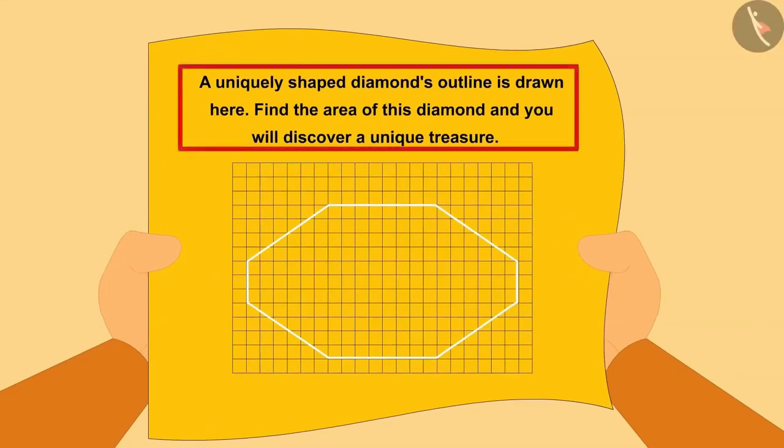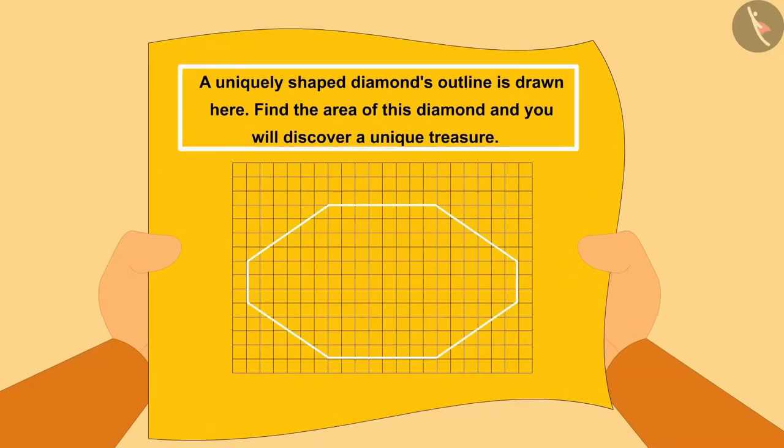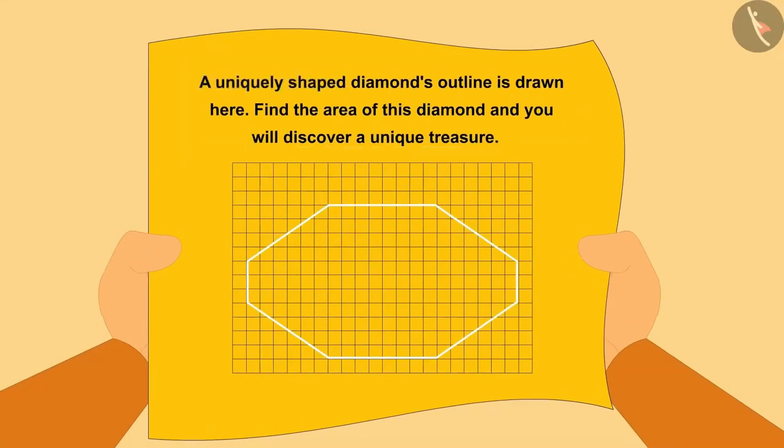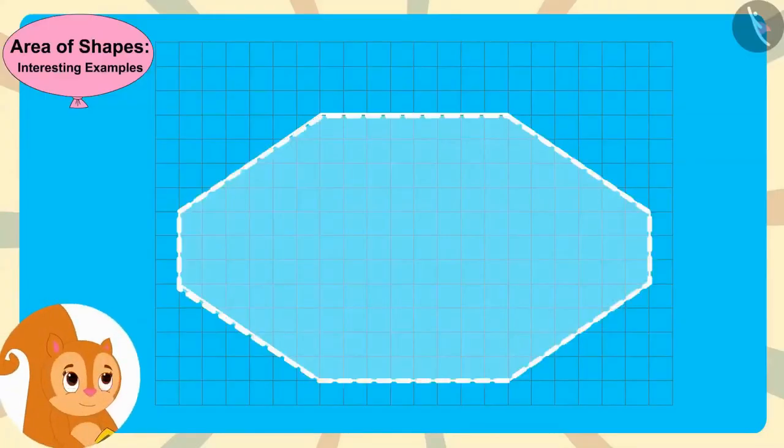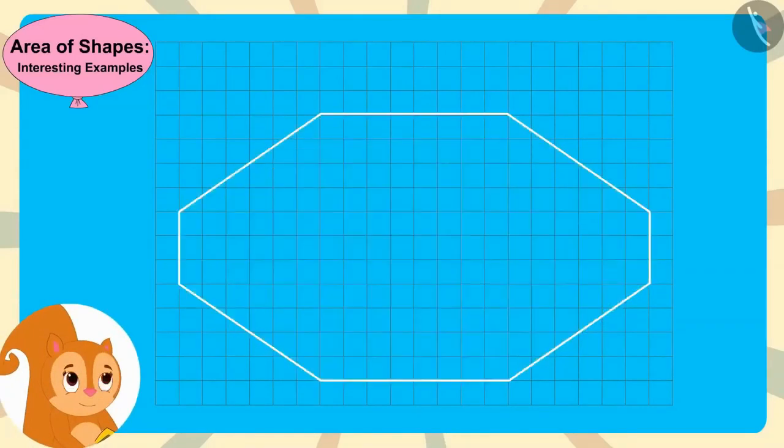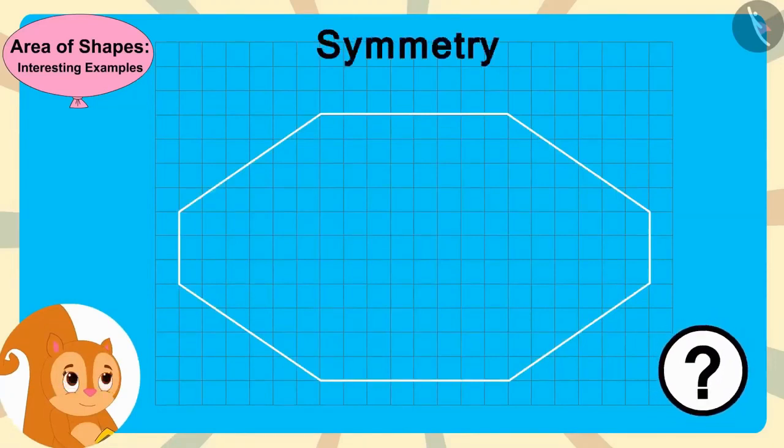Now, this new puzzle appeared on paper. A uniquely shaped diamond's outline is drawn here. Find the area of this diamond and you will discover a unique treasure, Chanda read the message written on the paper. Chanda started looking for the answer to this puzzle. Children, can you also find the answer to this puzzle by using the concept of symmetry that Chanda has adopted?